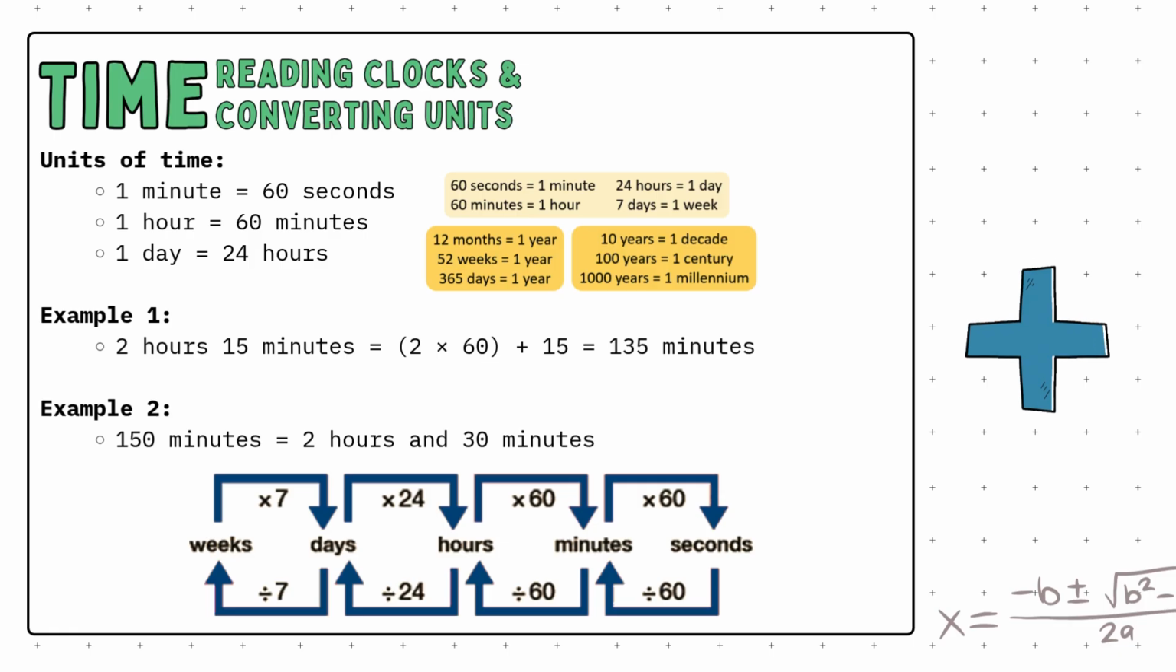Let's start remembering the basic units of time. 1 minute has 60 seconds. 1 hour has 60 minutes. 1 day has 24 hours. And 1 week has 7 days. These numbers, 60, 60, 24, and 7, are the key to converting times. If you remember them, you will be able to change time from one unit into another easily.